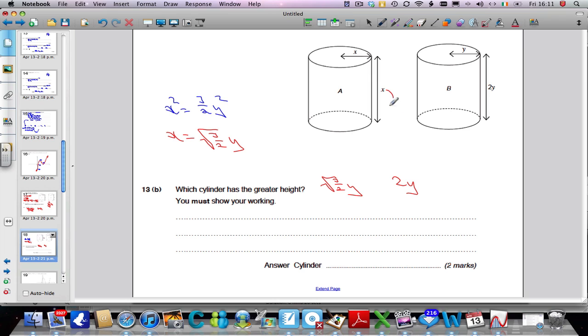So instead of x, this is root 3 over 2 y. So which one is a bigger height? Is root 3 over 2 y greater than or less than 2y? Well, quite clearly, root 3 over 2 is less than 2. Therefore, cylinder B is bigger. If we just check on our calculator what root 3 over 2 is, it is in fact 1.22. And 1.22 is certainly less than 2, so that means cylinder B is bigger.